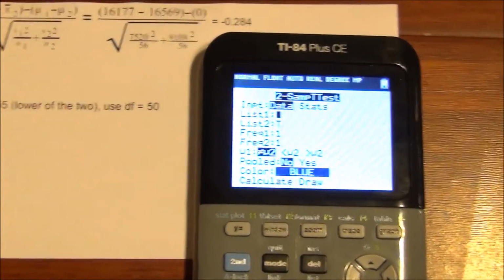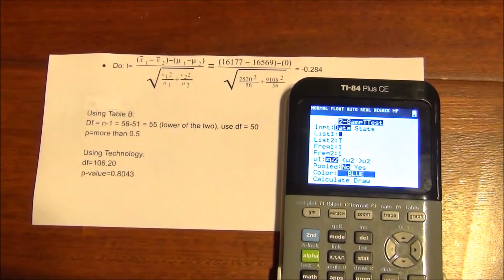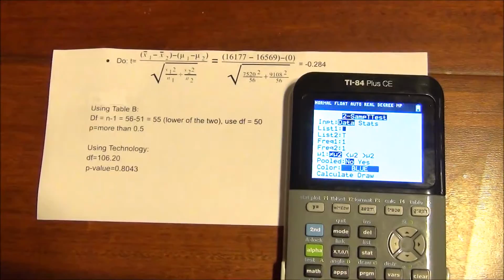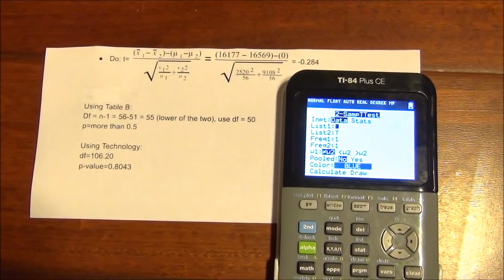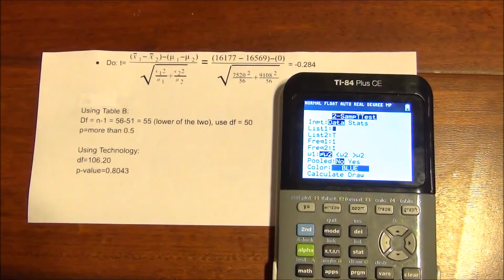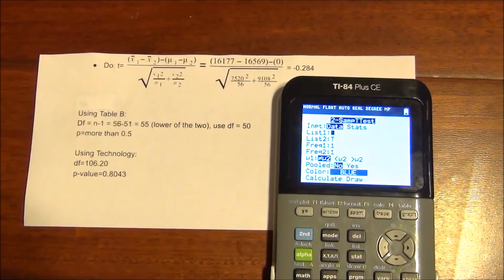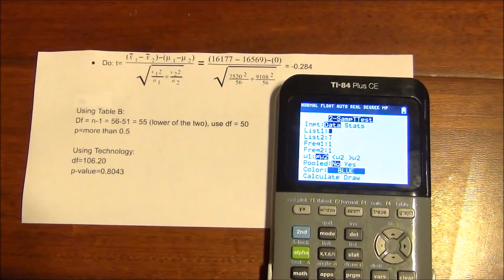Afterwards, we need to include the DF and p-value. The conservative DF is 55, which is the lesser of the two when you do n minus 1. Since Table B doesn't have 55, we go to the next lowest DF available, which is 50. This tells us the p-value is greater than 0.5. The DF calculated using technology would be 106.2, giving us a p-value of 0.8043.